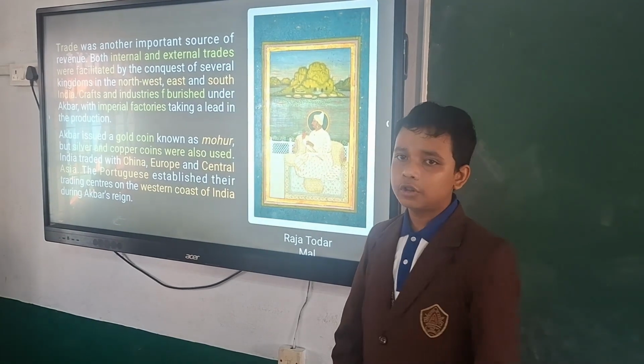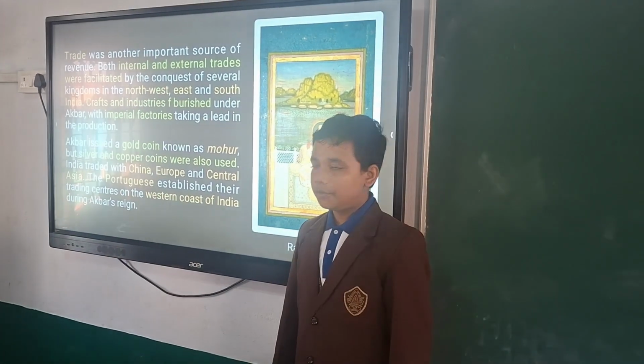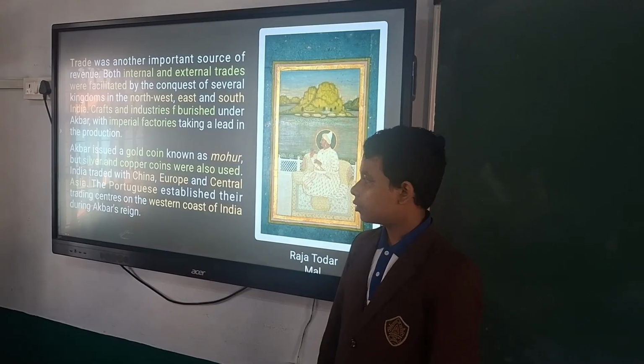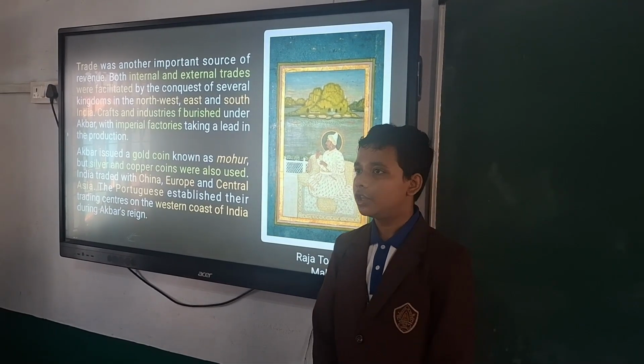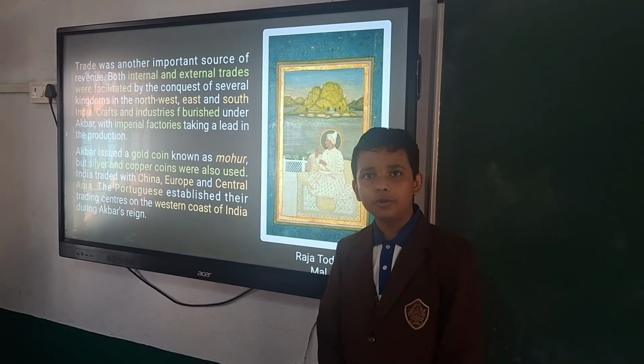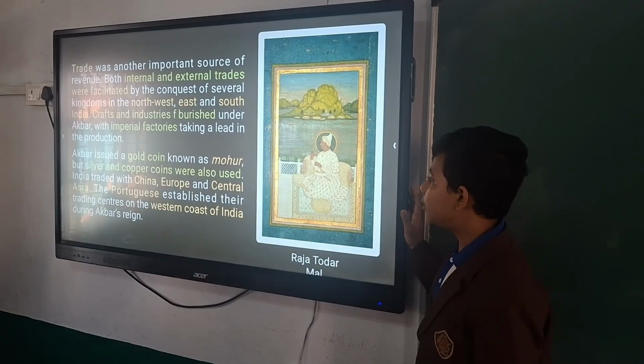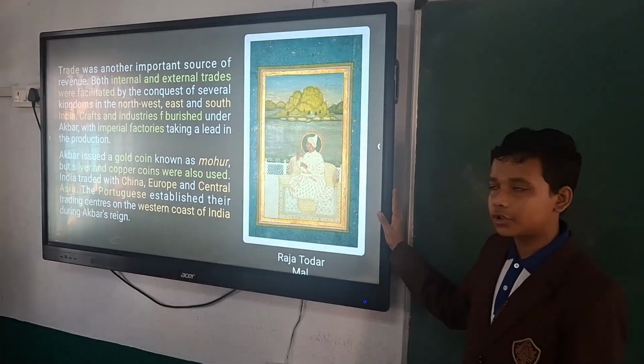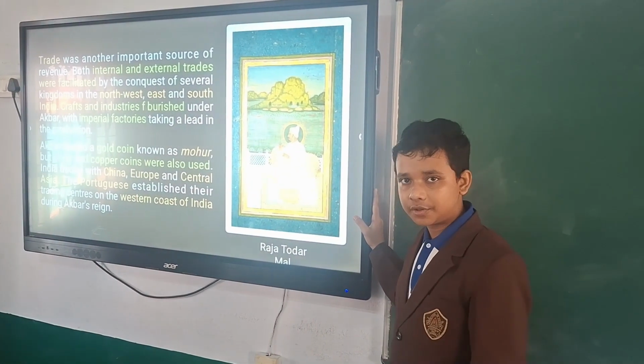Akbar issued a gold coin known as Mohur, but silver and copper coins were also used. India traded with China, Europe, and Central Asia. The Portuguese established their trading centers on the western coast of India during Akbar's reign.